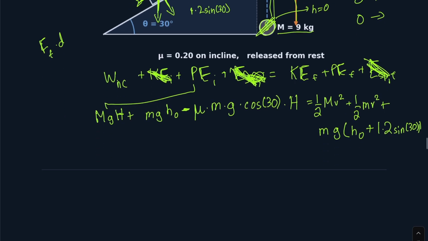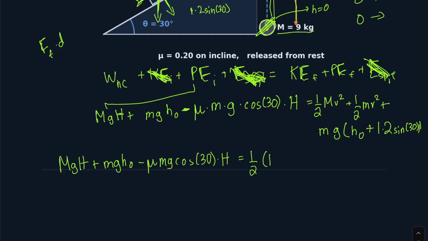So now I can just plug in, but let me just show you what cancels out here. Big mgh plus mgh0 minus mu mg cosine 30 times big H is equal to 1/2. I'm just going to factor this out and put big M plus little m inside the brackets, because it's a bit messy. I can just factor 1/2 v squared and get this here, plus mgh0 plus 1.2 sine 30 mg.